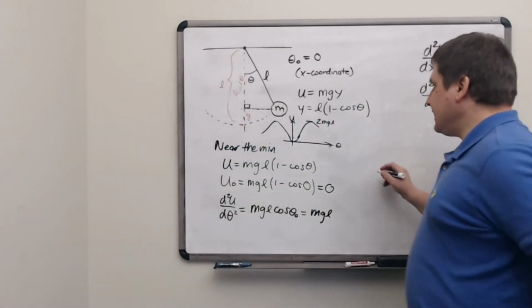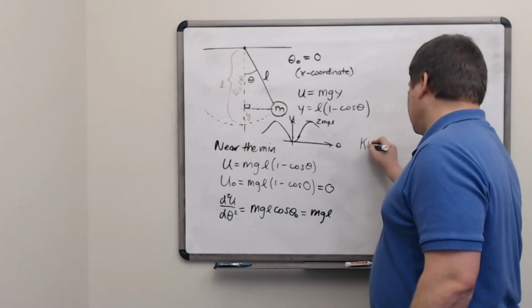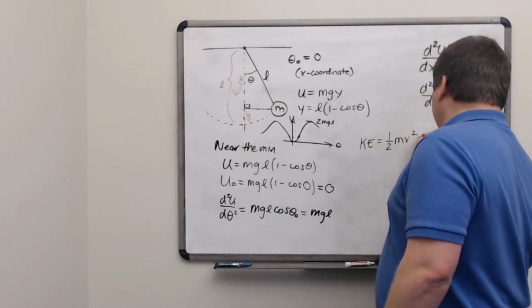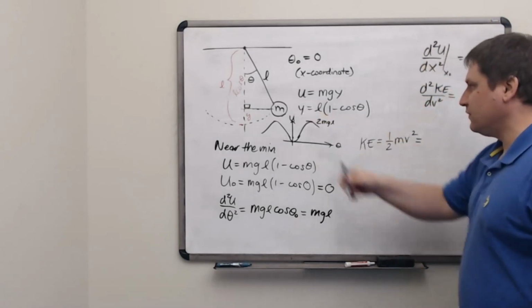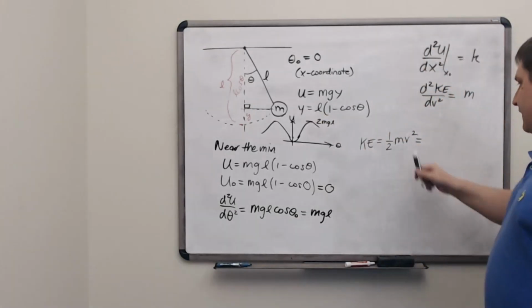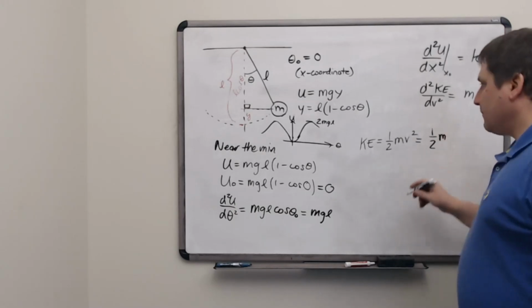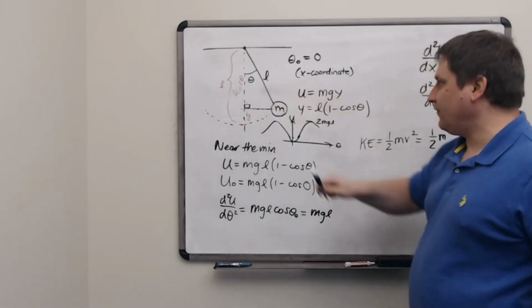Now what about our kinetic energy? Well, we still have a mass on a spring. We still have a mass moving here. So it's 1/2 mv squared. But our position coordinate was the angle theta.